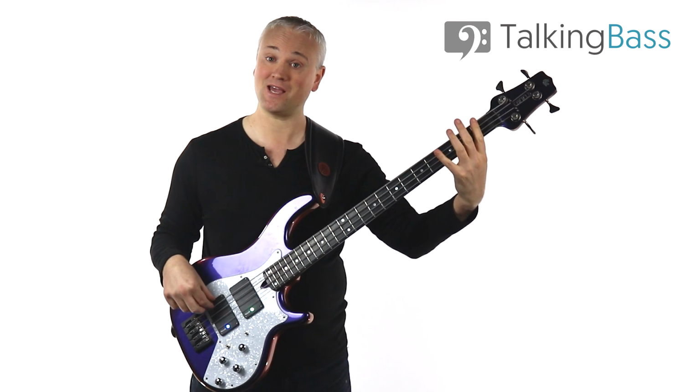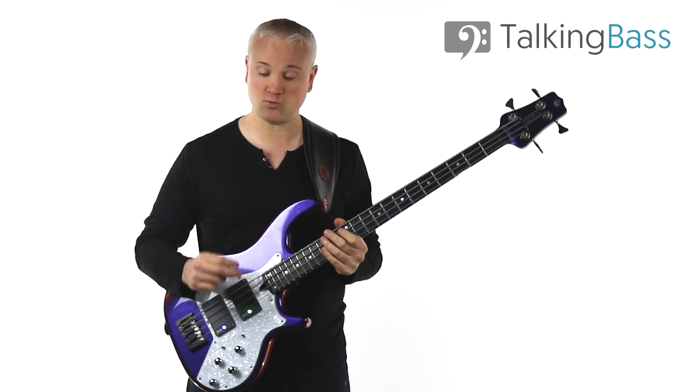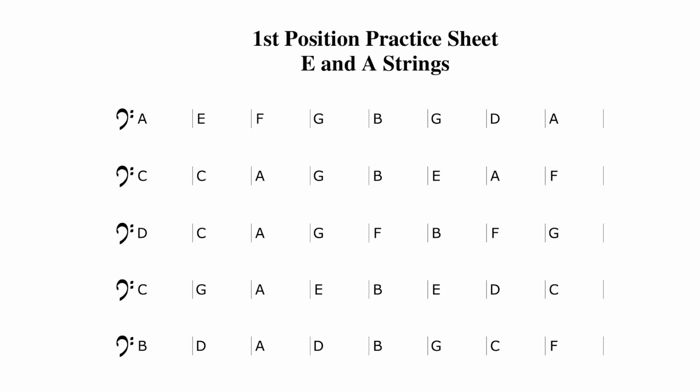Now let's try a combination of the E and A strings. So we had E, F, G, A, B, C, D. So with the test sheet we have 1, 2, 3, 4. A, 2, 3, 4. E, 2, 3, 4. F, 2, 3, 4. G, 2, 3, 4. B, 2, 3, 4. G, 2, 3, 4. D, 2, 3, 4. A, 2, 3, 4, and so on.